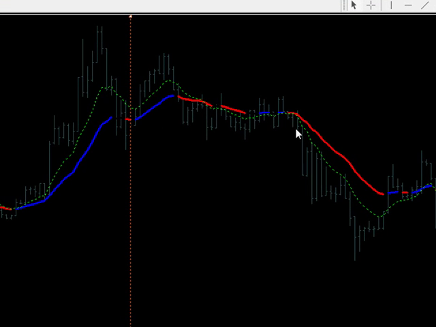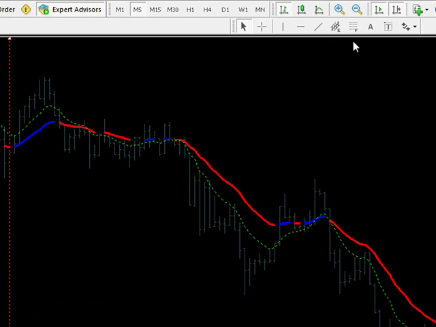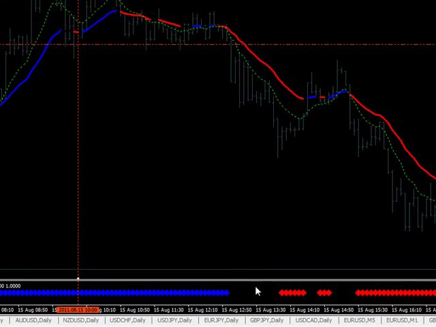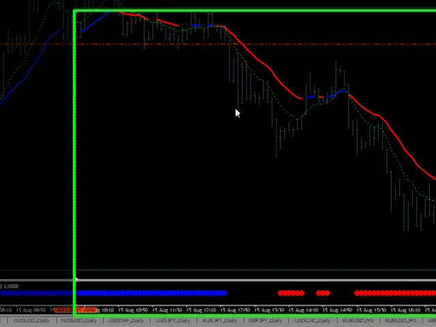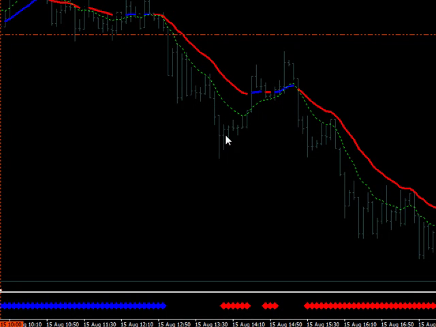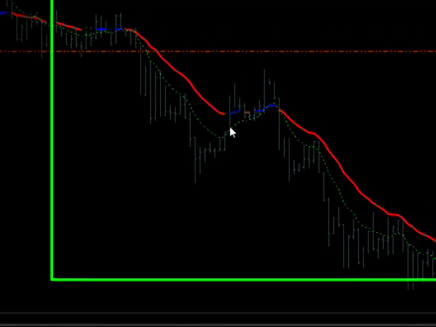There's no setup here. Nothing here. The line was too small. It gave you the setup here once we broke through support. Broke through here, came back up, but the filter down here was not red, so there was no trade setup here. But by the time it turned red and the filter was down here, then we went up.